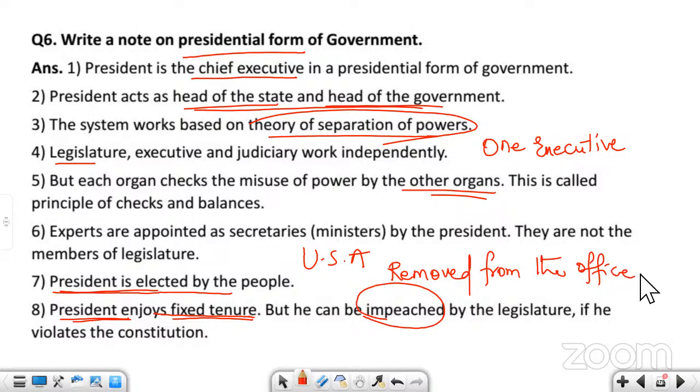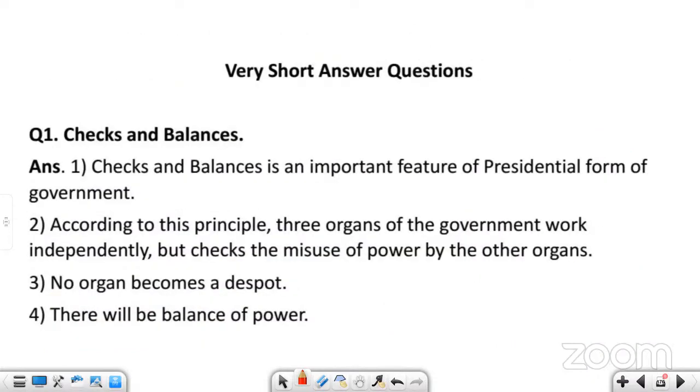How? By a resolution in legislature if he is violating the constitution. If the president is violating the constitution, he can be removed by the legislature. So in parliamentary form, like in India also, the head of the state, that is the president, can be impeached by the legislature, if he is violating the constitution. I hope it's clear to all of you.